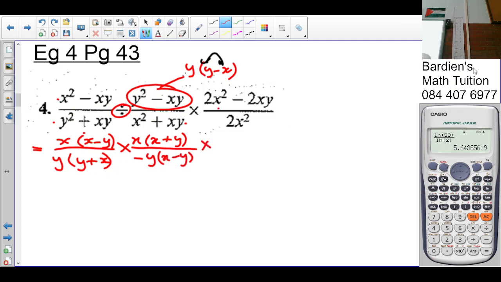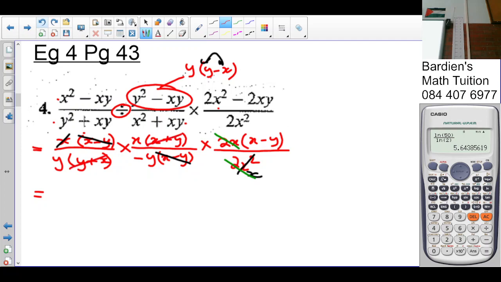Times what is common there? 2x. So I'm left with x minus y over 2x squared. So what can happen now? X into x minus y can... not the whole thing. X minus y cancels x minus y. X cancels with one of those x's, leaving you with x at the bottom. So this is 2x, you all agree with that? So that 2x cancels that 2x completely.